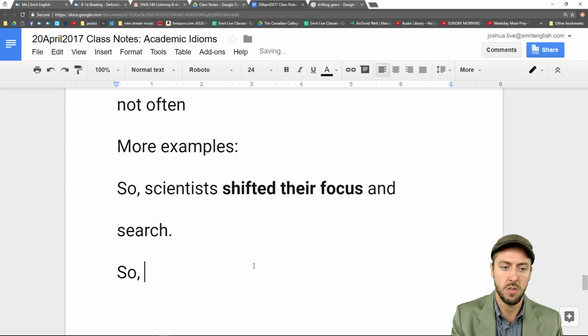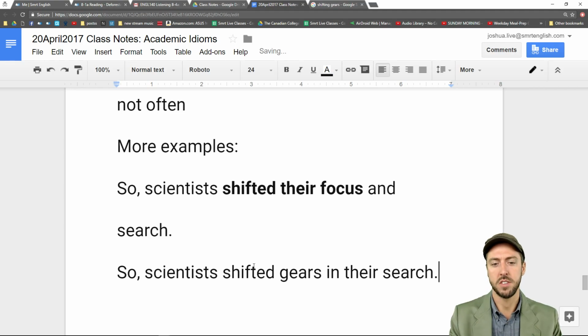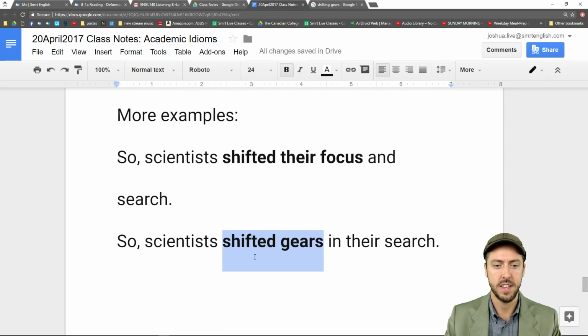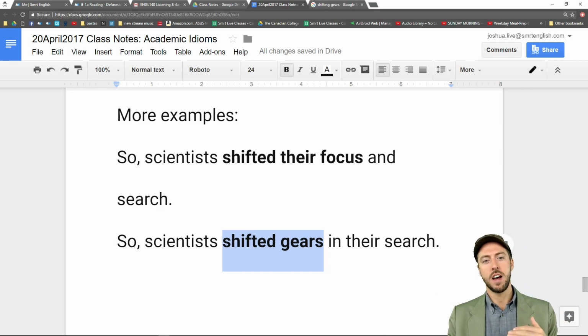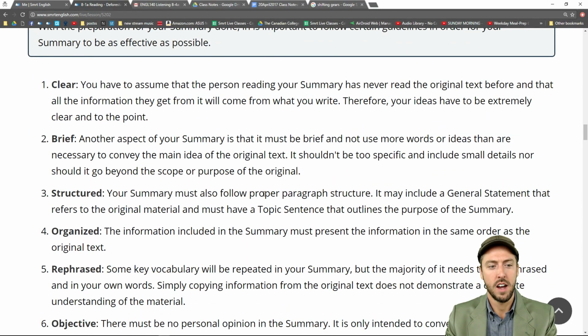We could also say, so scientists shifted gears in their search. So shifted their focus is probably, I would argue, more academic than shifted gears in their search. But you might see something like this in an academic essay from a student. Generally, slang and idioms. Slang definitely is more casual, so it's more common in speech. But we will see slang used in academic writing as well.